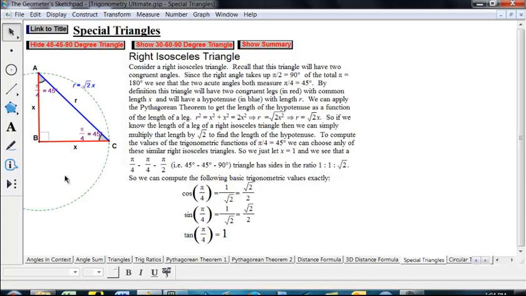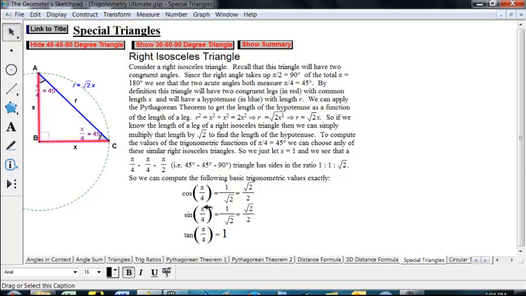And the tangent of pi over 4 is x over x, or 1 over 1, which is 1. So the tangent of pi over 4 is 1. The tangent of 45 degrees is 1. And so these have some nice things, and we don't have to do this by using either a measurement or a calculator to figure these out.